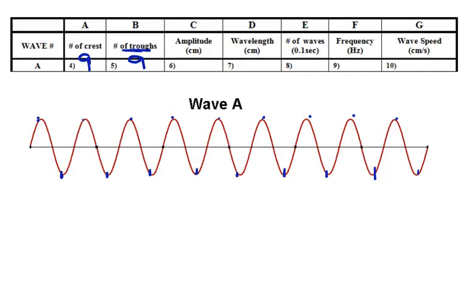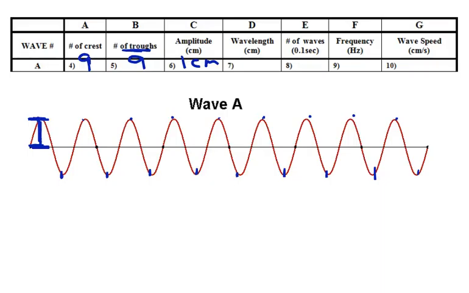So amplitude, if you remember, amplitude is the distance, the displacement from the midpoint. So amplitude would be the distance from the midpoint to the crest. And so you need to just take your ruler, put it on there, and measure this distance. And it should be around 1 centimeter, give or take a tenth or so.